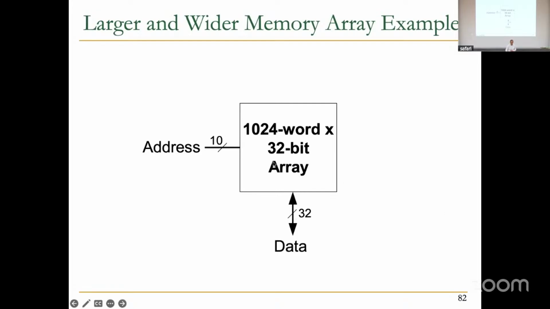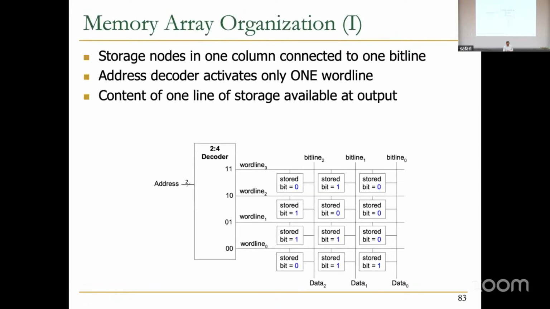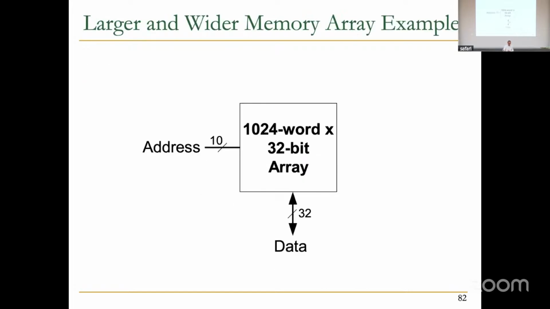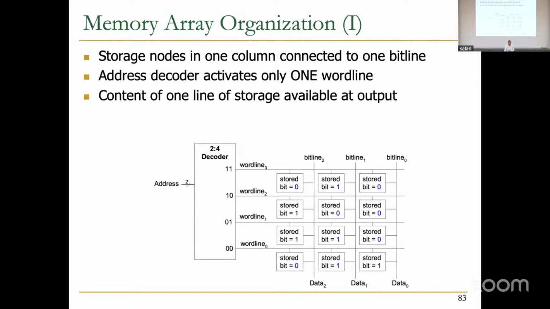This is another example, 1024 words times a 32-bit array. That sounds good, right? And if you want to keep making it larger and larger, you can increase the addresses. But at some point, you need to do banking, as we have discussed earlier. Okay, so essentially, this is another way of looking at memory.